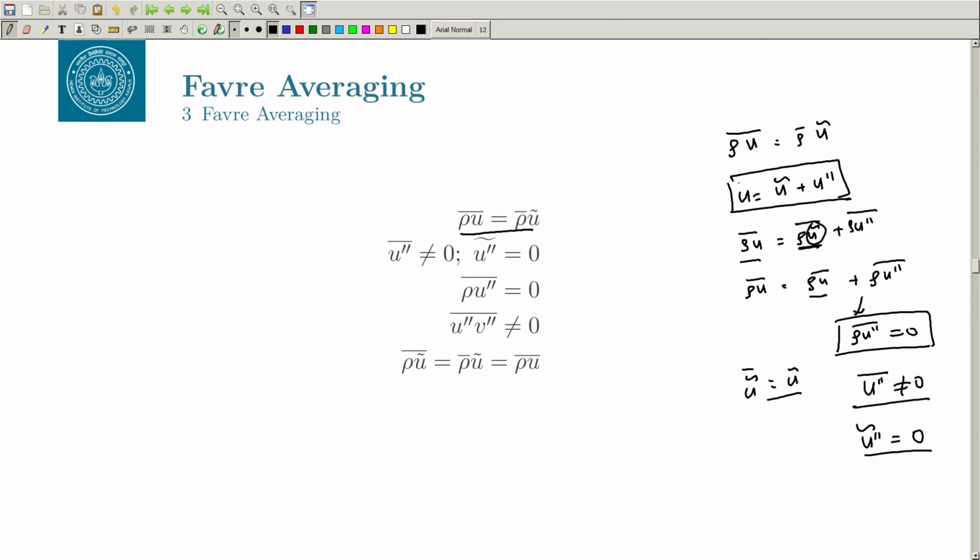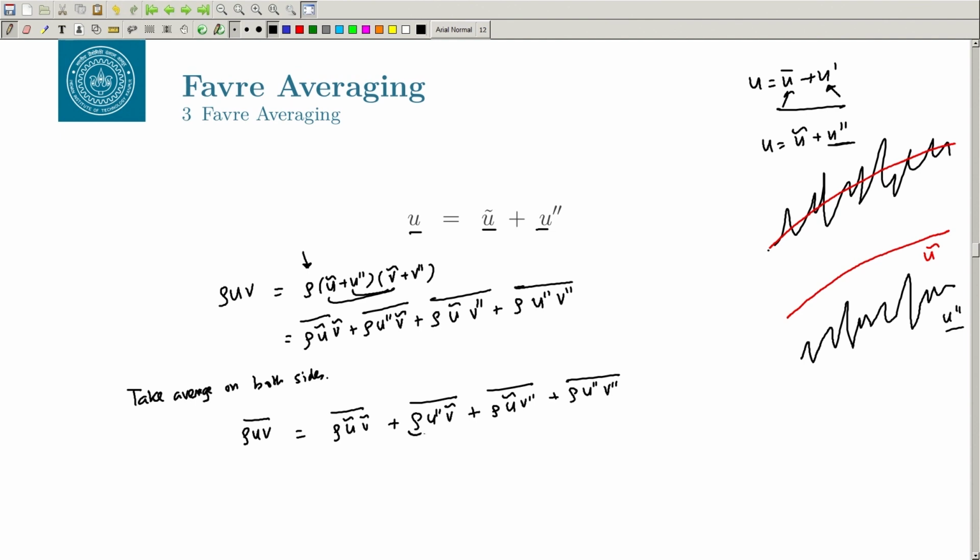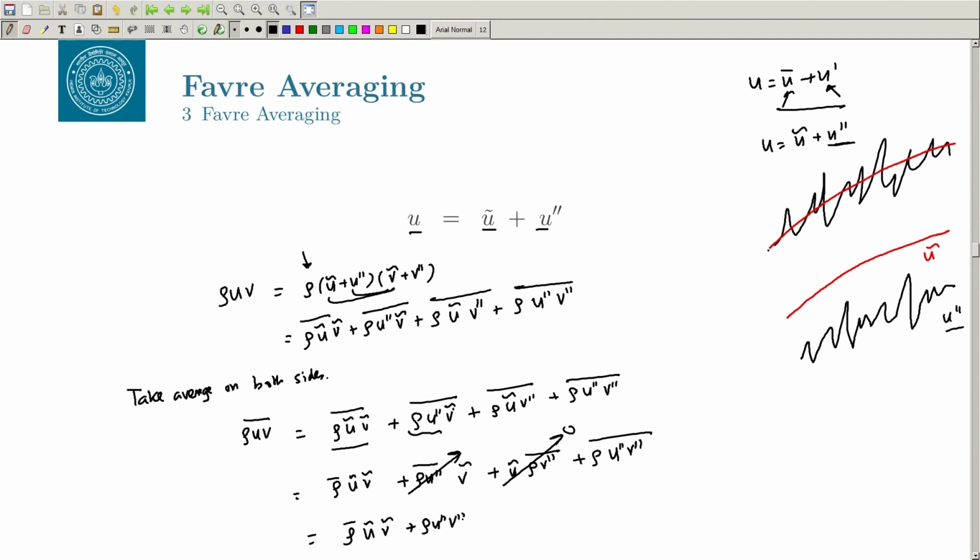You have this, and take the Favre averaging on both the sides. So that will make u double prime tilde equal to 0, right. And u double prime v double prime tilde is not equal to 0, obviously, and the bar is also not equal to 0. So now use these properties here. You can see that this is v tilde, you can take that out. This is v tilde rho u double prime bar, right, and similarly you can take u tilde out, rho v double prime bar, and this you can write as rho bar u tilde v tilde, and then it will become rho u double prime v double prime bar, right. So this term will go to 0 and this term will go to 0, right. So what you have is basically rho bar u tilde v tilde plus rho u double prime v double prime bar, right.